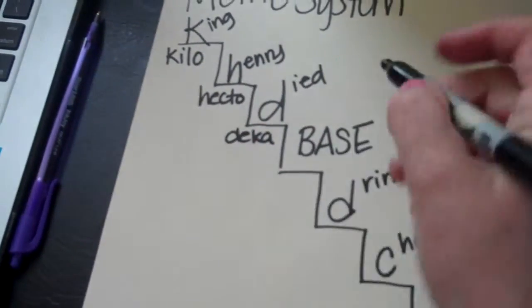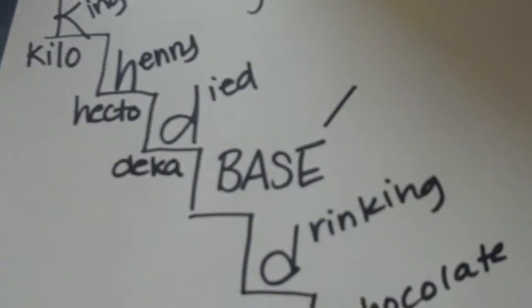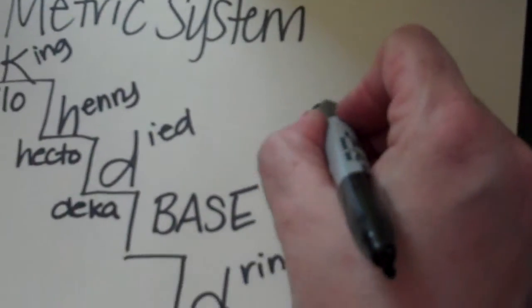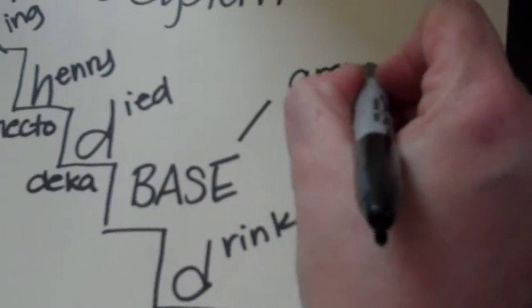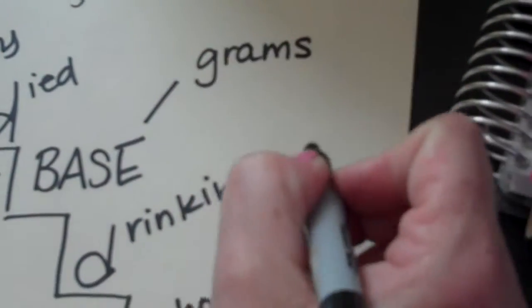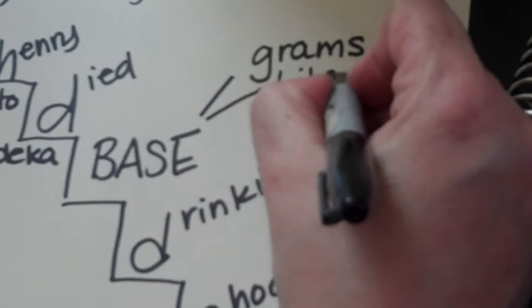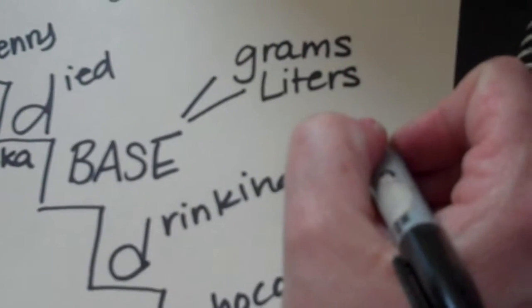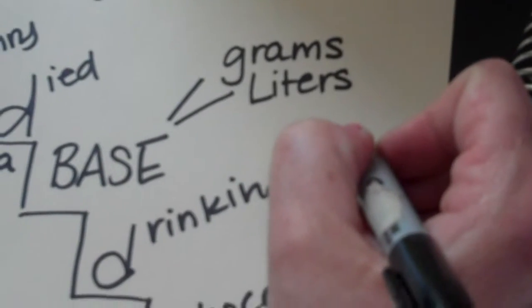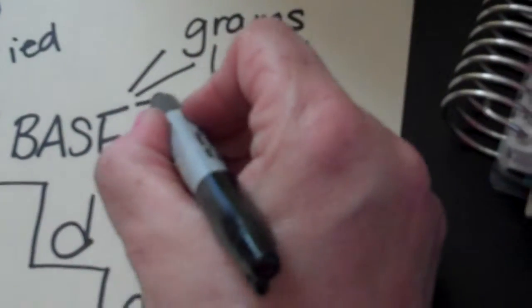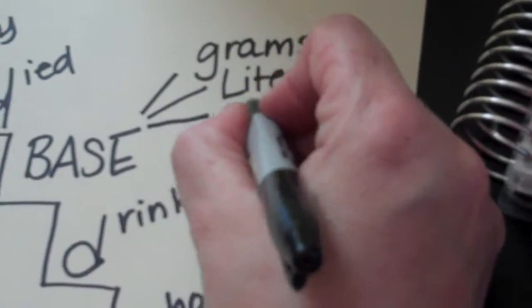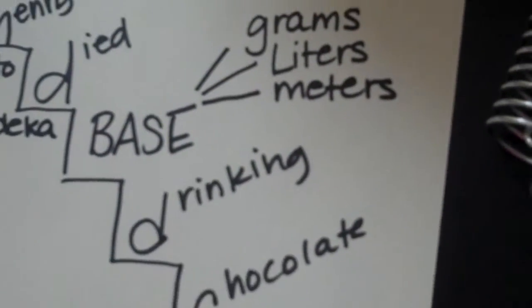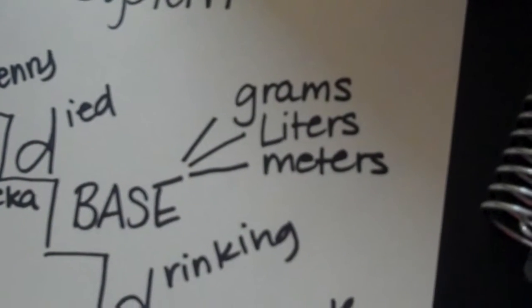deca. My base units, I measure my metric system of weight in grams. And 1 gram is about the size of a paperclip. Liters is my unit for liquids. You're familiar with a 2-liter bottle of soda. Half of that would be 1 liter. And meters is my unit of length in the metric system. So those are my base units.